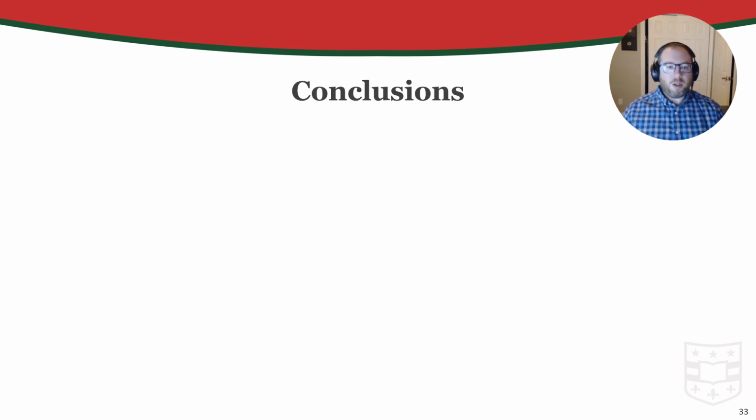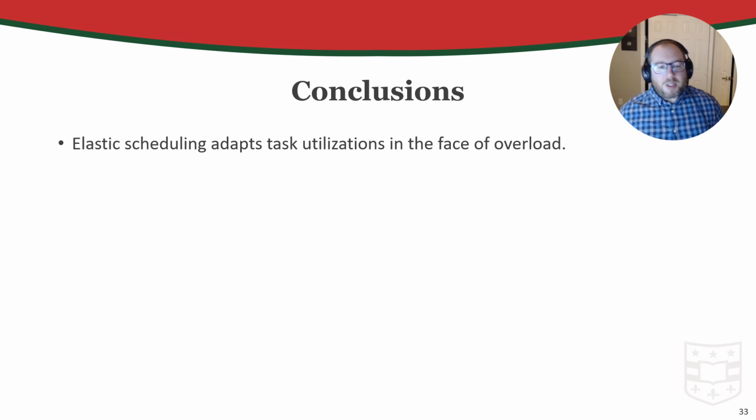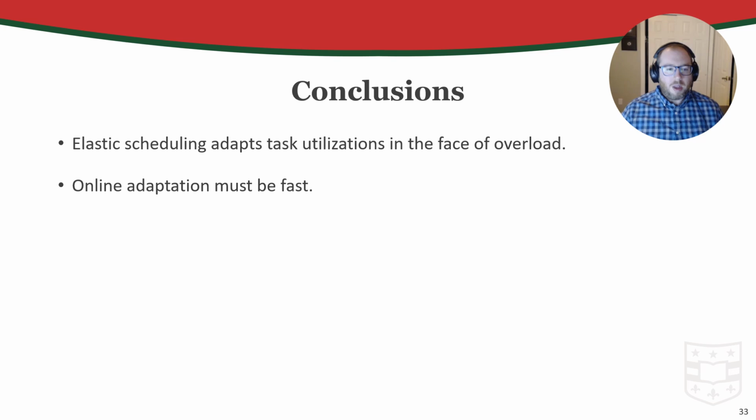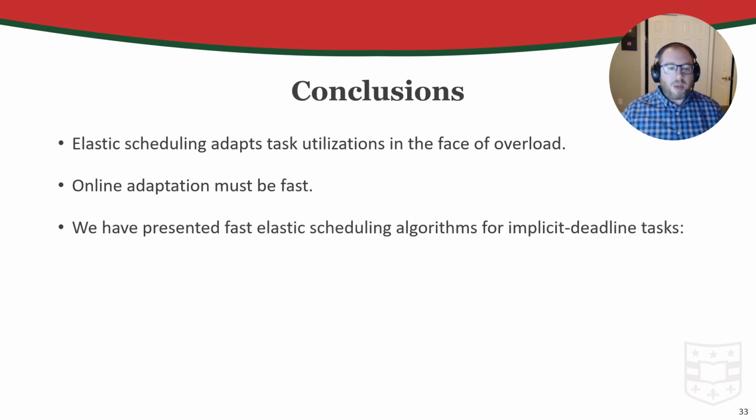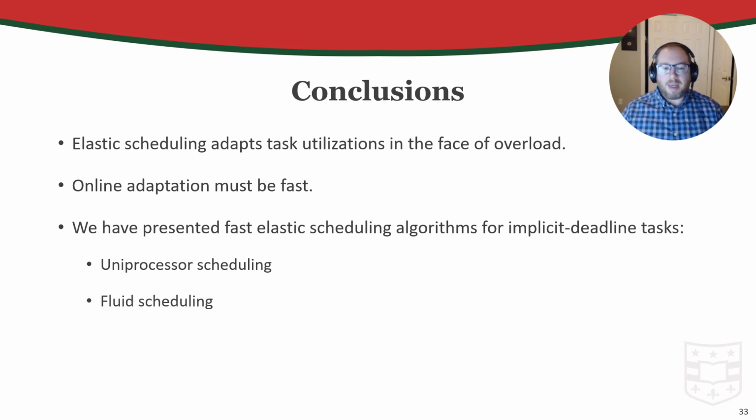Okay, so in conclusion, elastic scheduling adapts task utilizations in the face of overload. Online adaptation, however, must be fast. So in this paper, we've presented fast elastic scheduling algorithms for implicit deadline tasks, including a quasi-linear time algorithm for uniprocessor scheduling that enables linear time online compression, including for admission control of new tasks. We've extended that algorithm to fluid scheduling.